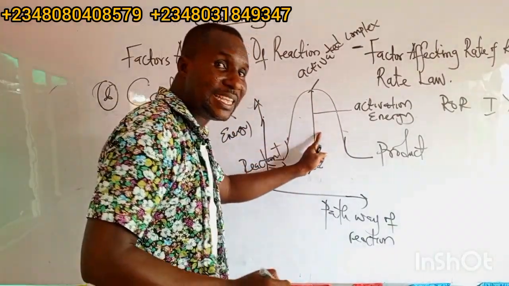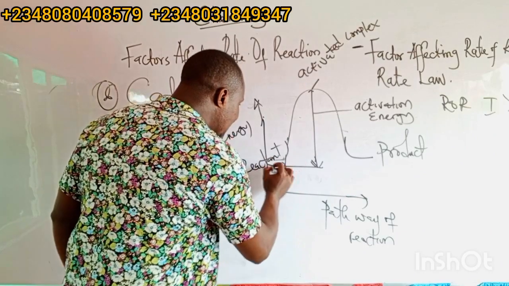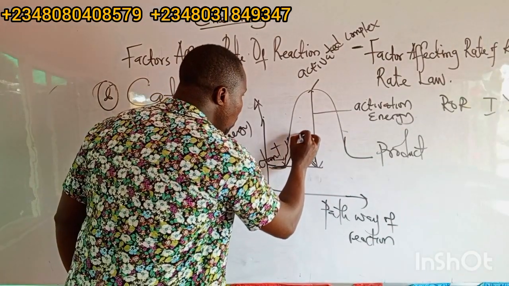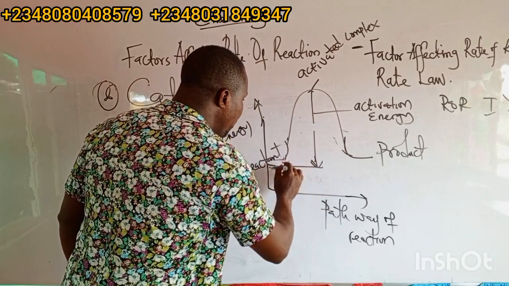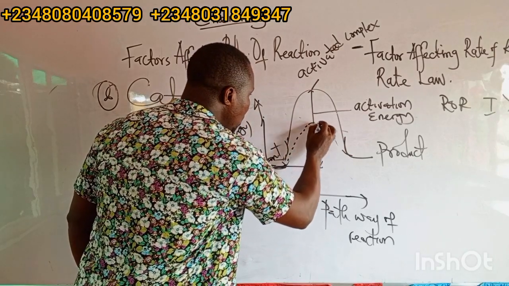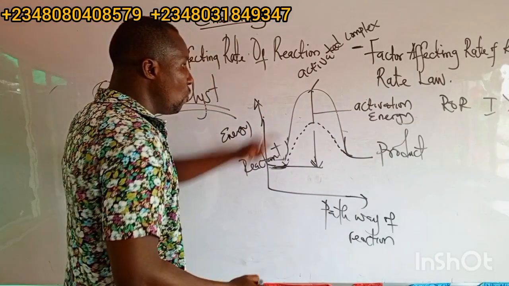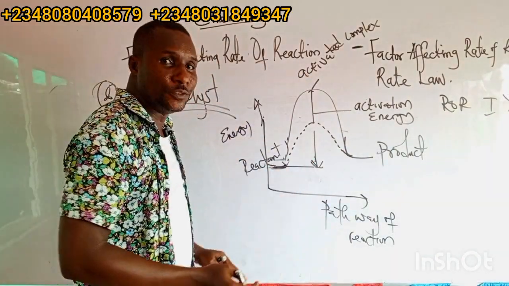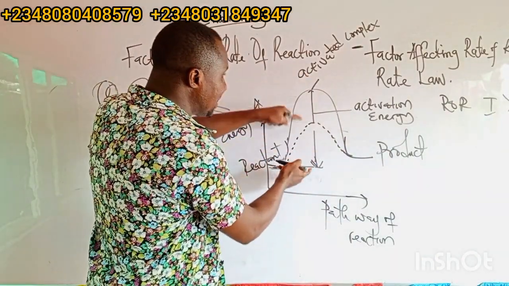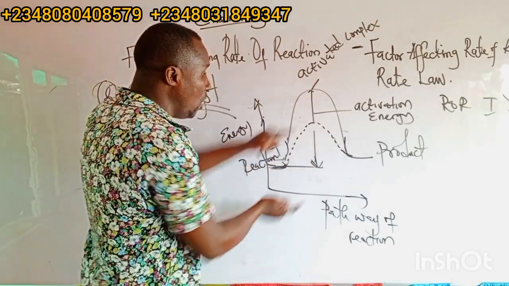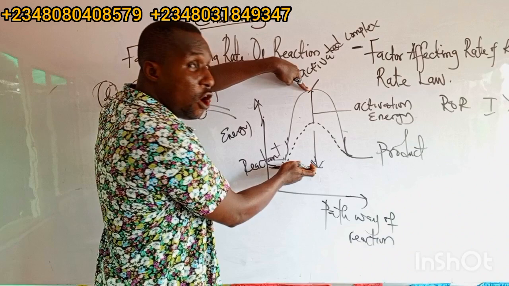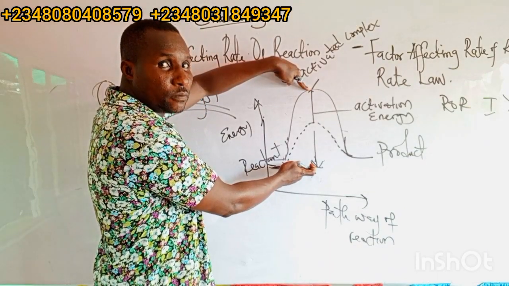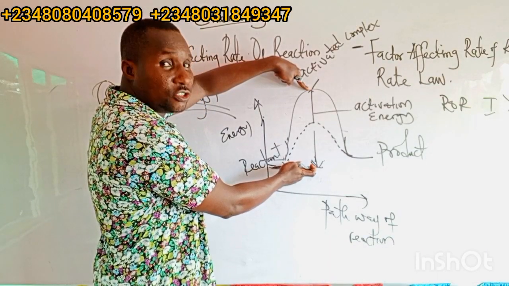If a catalyst is added to this, it will create another route for this reaction. It will create another path for this reaction. This is it. The addition of a catalyst lowers the activation energy. From here to here is the uncatalyzed reaction.